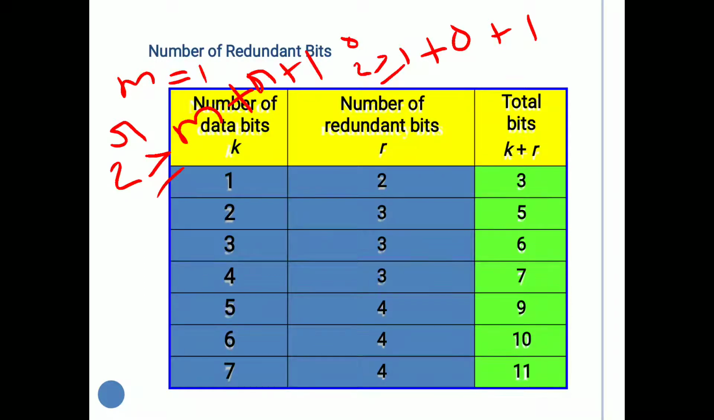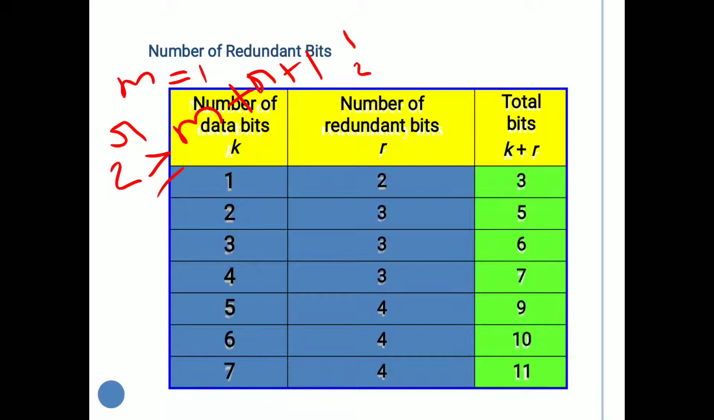1 plus 0 plus 1. So 2 to the power of 0 means 1 greater than or equal to 2. So the condition fails. If the condition fails, what will we do? We just increment the r value. So in place of 0 we will place now 1. 2 to the power of 1 greater than or equal to 1 plus 1 plus 1. 2 to the power of 1 means 2 is greater than or equal to 3.